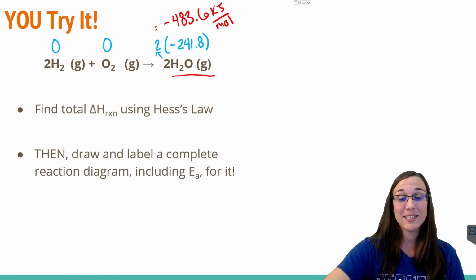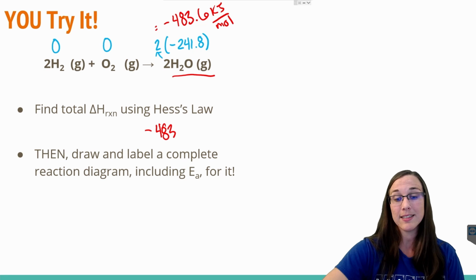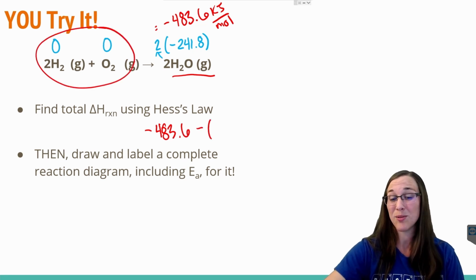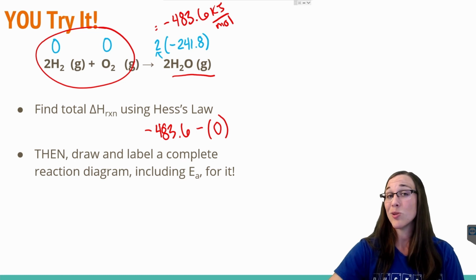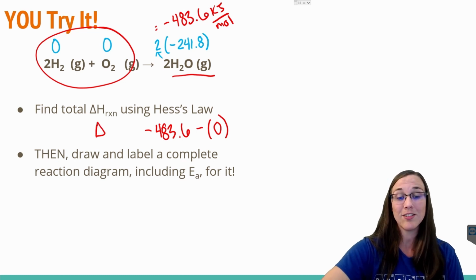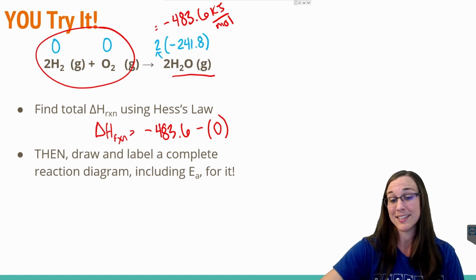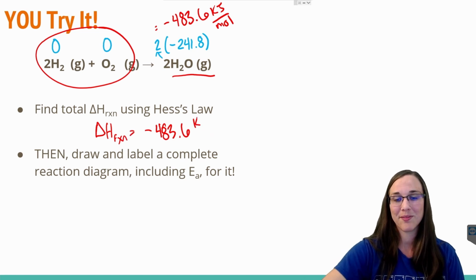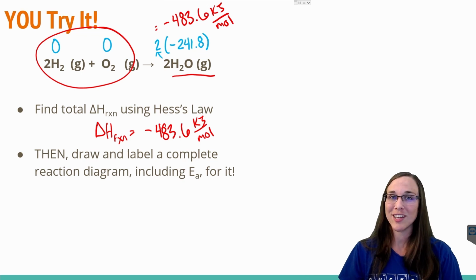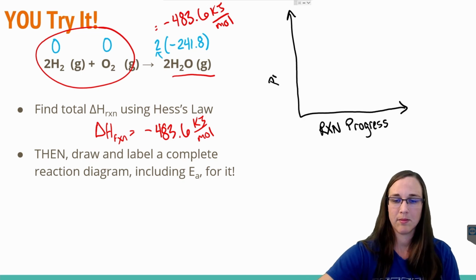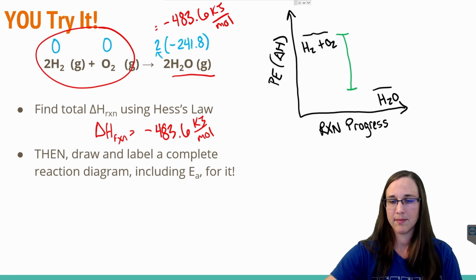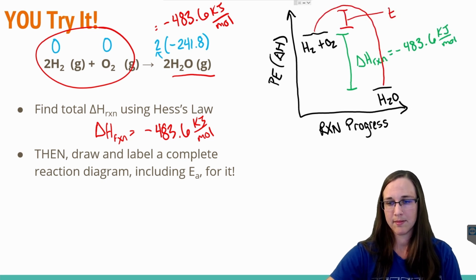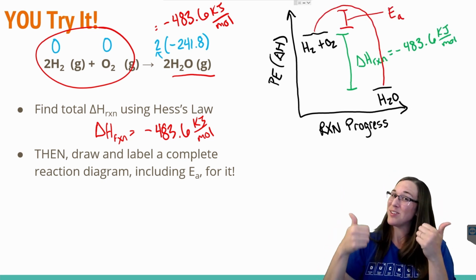For Hess's law, we're going to take the sum of our products, which is negative 483.6, and subtract from that the sum of our reactants, which was just 0 because they're both in their standard state. So our delta H of reaction is literally just negative 483.6 kilojoules per mole. And now for the reaction diagram. If you drew something that looked like that, you got it right.